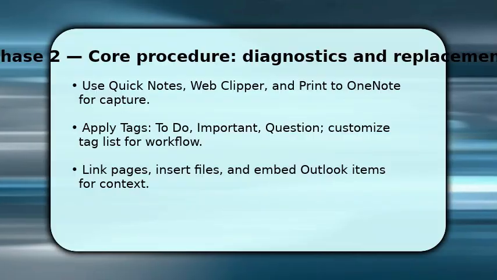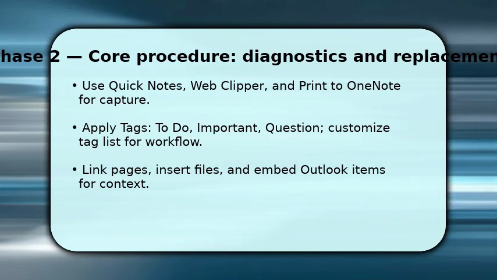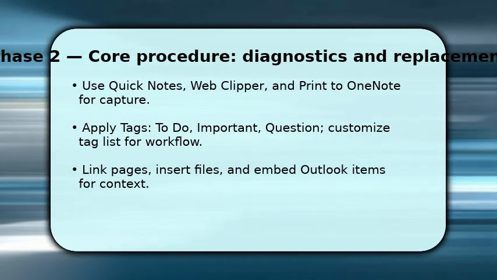You should capture everything in the moment. Use QuickNotes, the web clipper, and print to OneNote so reference material lands where you work. Then tag items: to do, important, question, and customize tags to match priorities. Tags let you build filtered lists later.